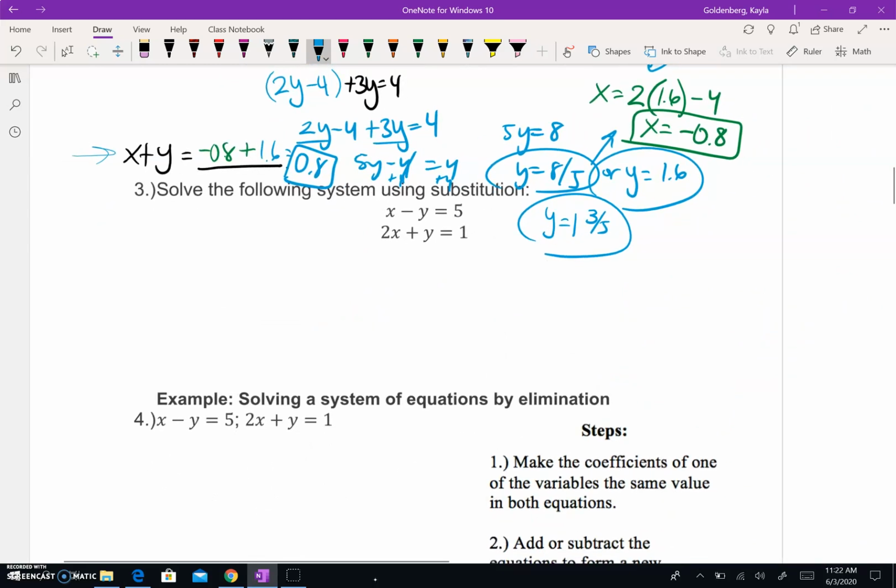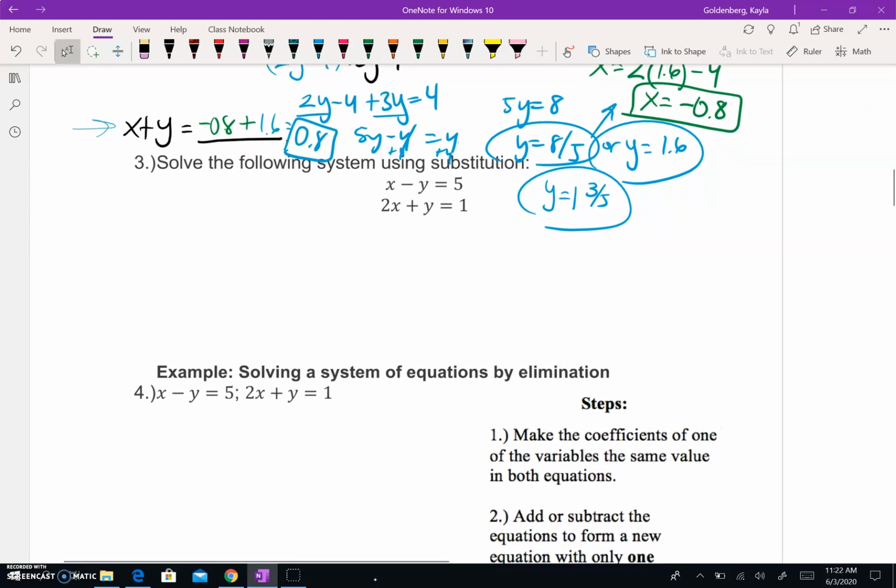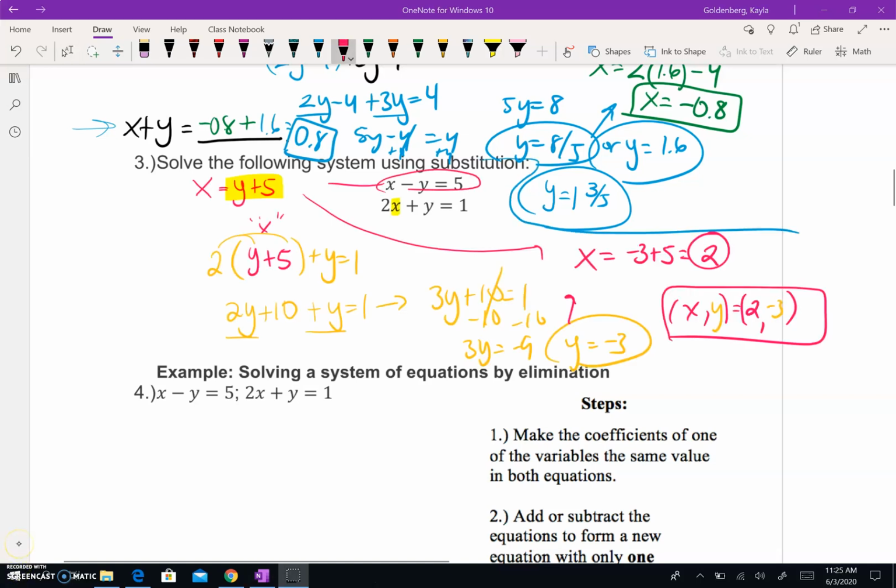Okay? And then there's an example problem number 3, solving with substitution. I want you to try this one on your own if you've been following along with me and you've not seen substitution before. So I'm going to pause the video and I want you to try it on your own and then unpause when you're ready to look through the answer with me. Okay, here is the answer for number 3. So go ahead and check your work.